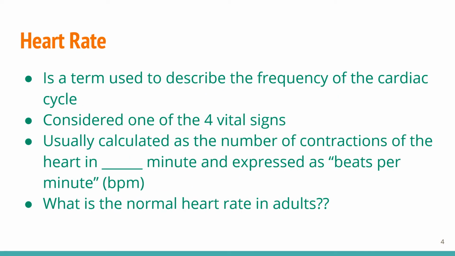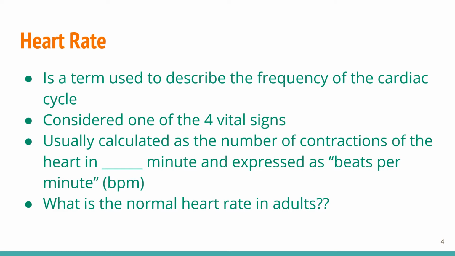So heart rate is one of our vital signs. It's used to describe the frequency of our cardiac cycle. We basically have 5 vital signs. We throw one of our own in there as far as respiratory that we're concerned of. So we obviously have our heart rate, our respiratory rate, our blood pressure, the temperature, and the 5th vital sign that we like to throw in there is pulse oximetry, what the pulse ox is reading.